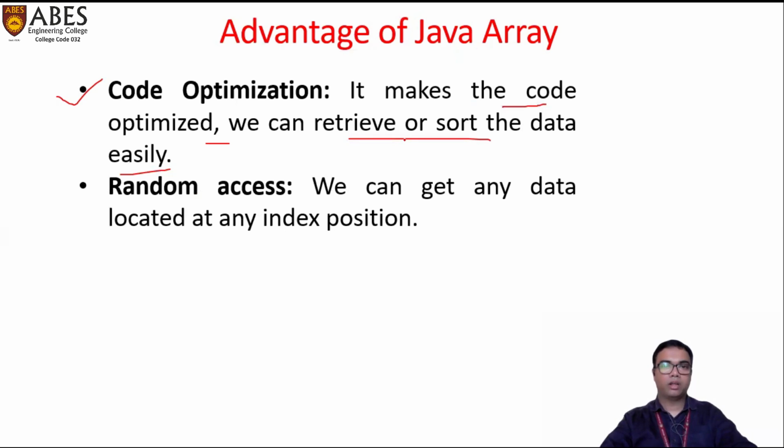We can retrieve it. We have different sorting algorithms by which we can sort the array. We can randomly access any element. Means suppose we want to fetch the last element, we can directly access it with the help of index. So this is the advantage of an array.